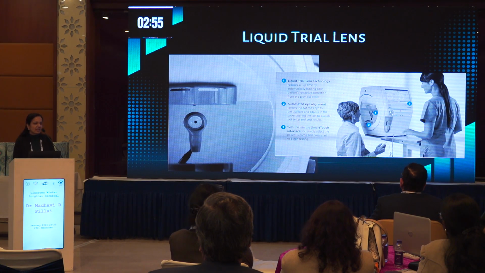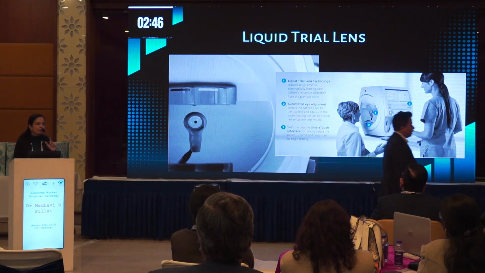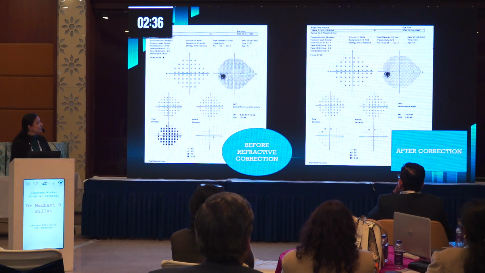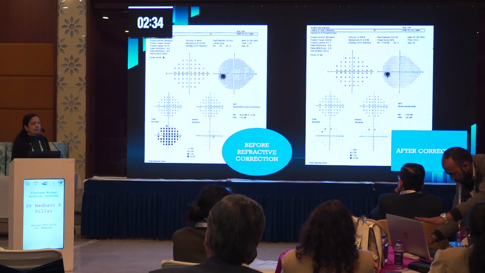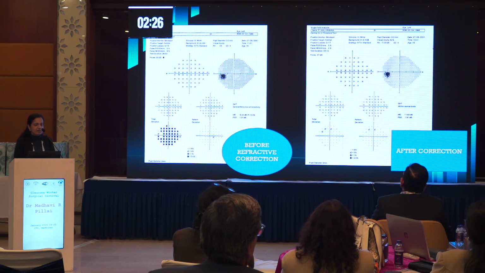So HFA 3 has come up with something new, that is the liquid trial lens. What exactly happens in the liquid trial lens? There is automated measurement of the refractive error and you don't need to change the lens in the trial frame. This is once again another example. There is no refractive error correction given here, so you can see that the visual acuity as well as the refractive correction is not there. If you see the next printout, you can see a 7 diopter sphere is given, so the generalized depression in the total deviation plot completely disappears.